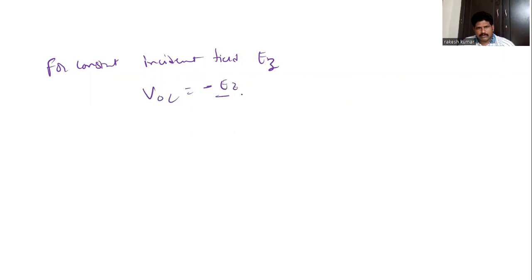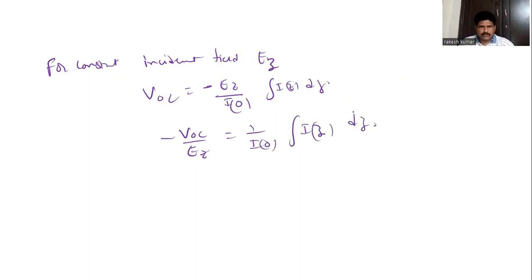For a constant incident field, that is E(z) equal to E, along the length of the antenna we can write VOC is equal to minus E by I naught into the integration of I(z) dz. Therefore, minus VOC by E is equal to 1 by I naught into the integration of I(z) dz.